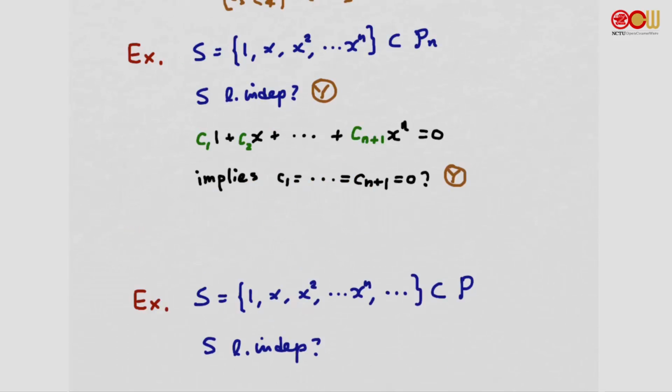Another example. S is the set that has powers of x, but it doesn't stop at n. It continues on and on for all n. And this again is a subset of P. P is the vector space of all polynomials. Is such an S linearly independent? In this example, S is no longer a finite set. It is an infinite set.